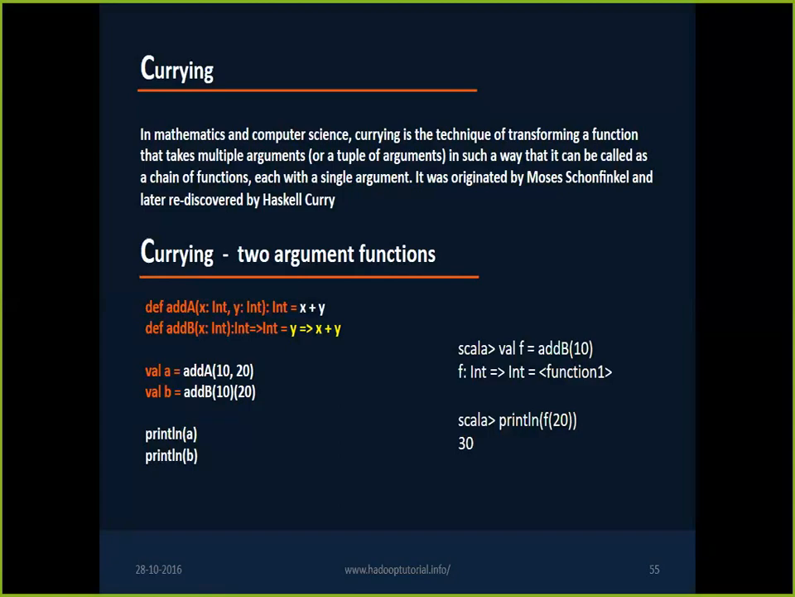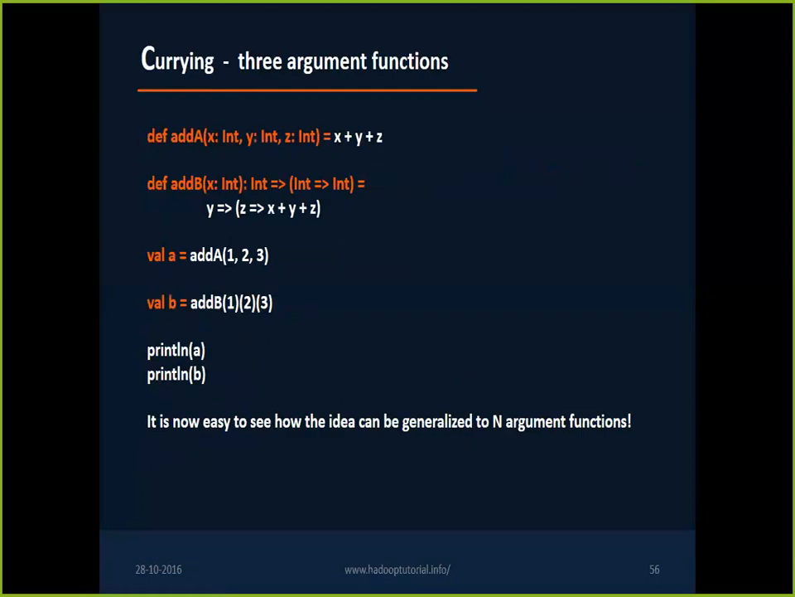And if you have 3 arguments, it becomes even more confusing. If you have add a, x, y, z, add b of x returns a function which takes another integer and returns another function, because it's a chain of function calling. And int arrow int, y arrow, z arrow, x plus y plus z.